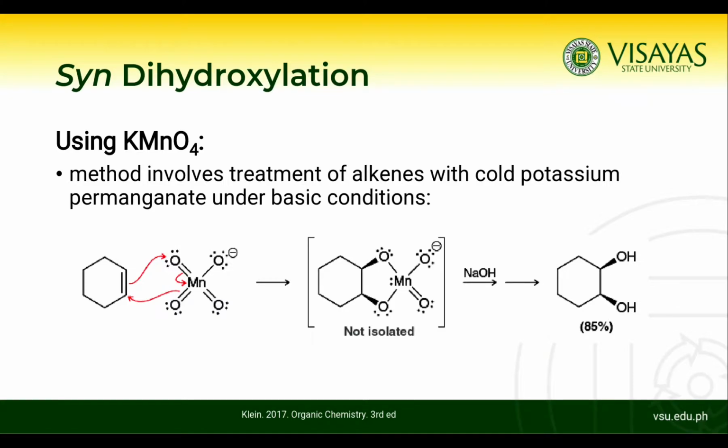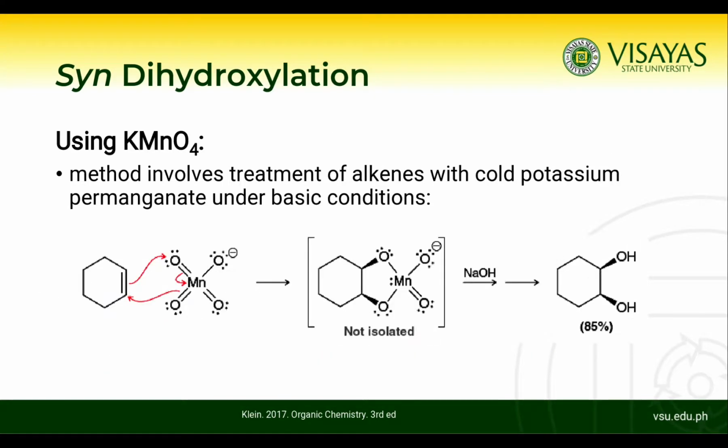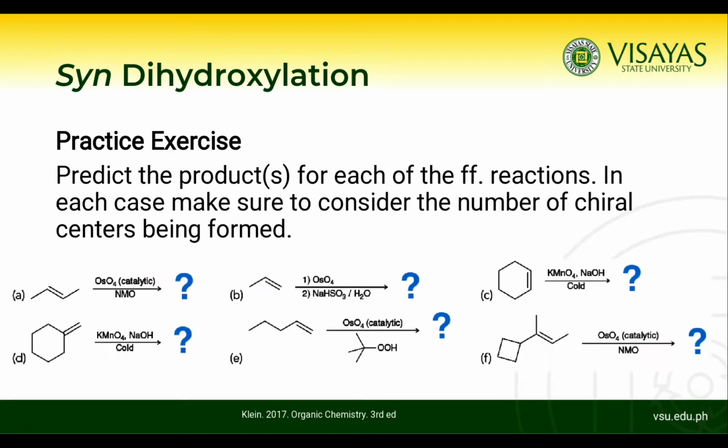Using potassium permanganate, we can also form cis diol, no? So this involves treatment of alkenes with cold potassium permanganate under basic conditions. We have the potassium permanganate and sodium hydroxide. These are basic conditions. So we still form our cis diol, or this follows syn dihydroxylation.